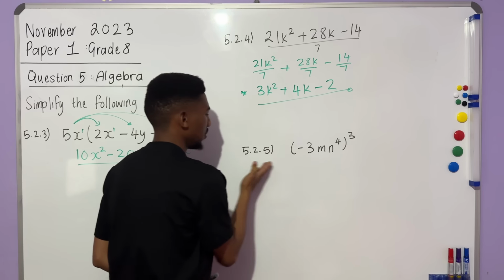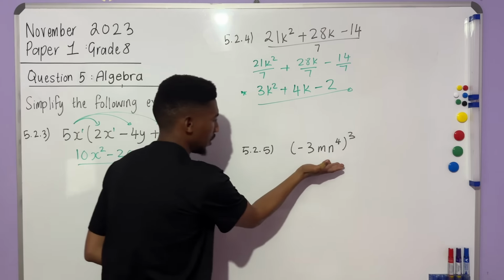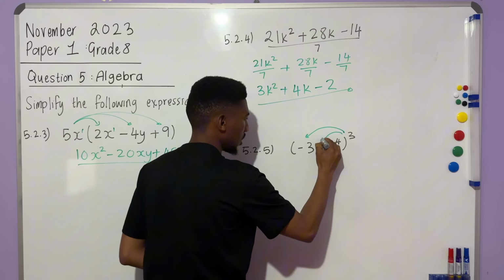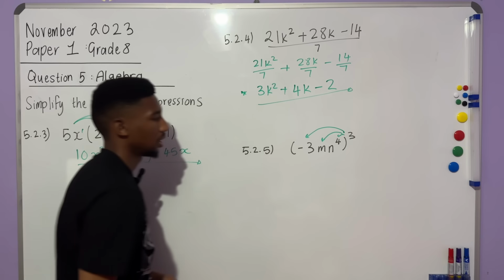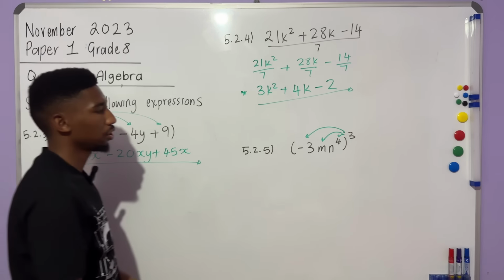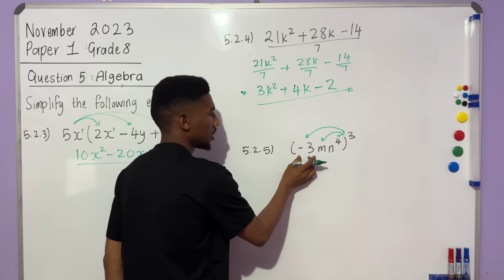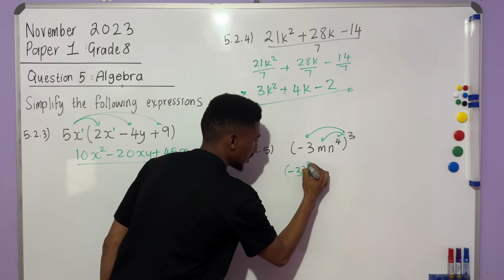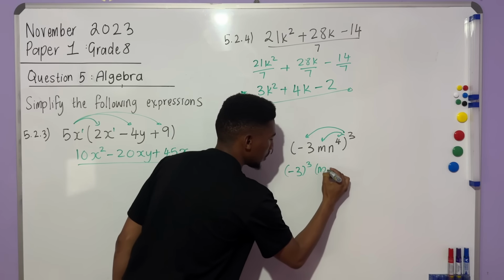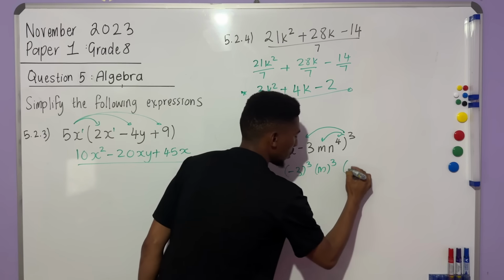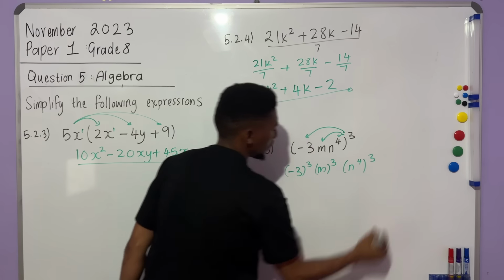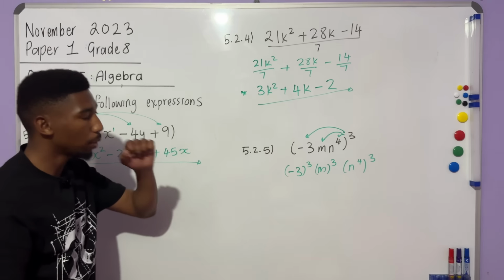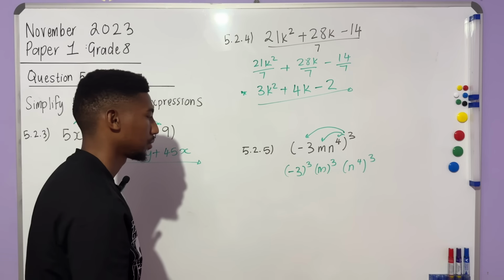Now in 5.2.5 we have this over here. That exponent goes to every letter and every number outside the bracket. So essentially this is saying minus 3 to the power of 3. Let me just write this down: minus 3 to the power of 3, and also m to the power of 3, and also n to the power of 4, to the power of 3. That's what it means when there is an exponent outside of a bracket.